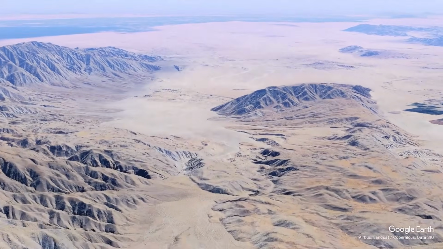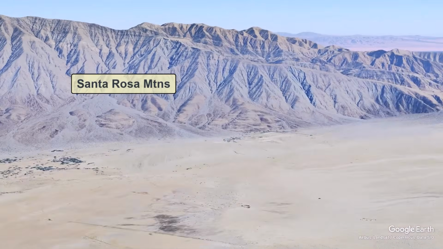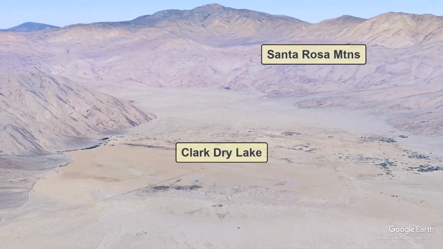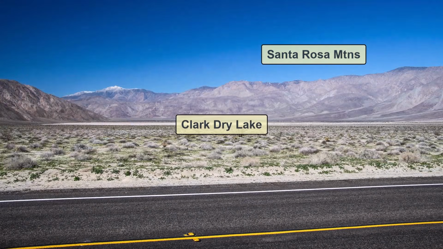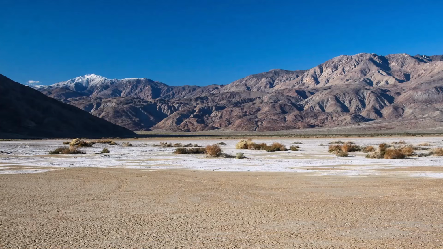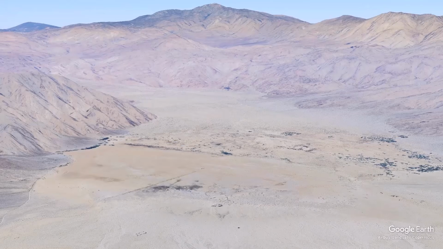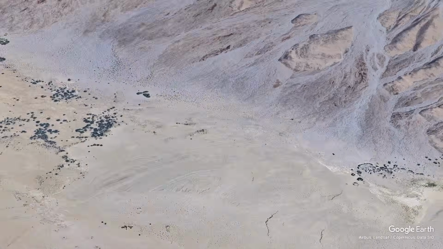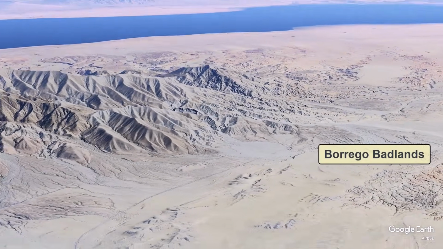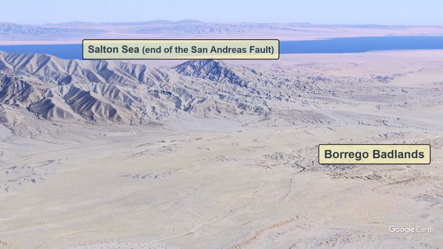The Clark Fault continues into the next valley, creating this large basin known as Clark Dry Lake. This basin is a big geologic feature that can easily be visited in the state park. The Clark Fault then borders the eastern side of the Borrego Badlands and fades away. You can see that the Salton Sea is just on the other side of this mountain.